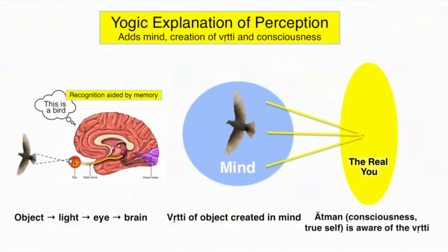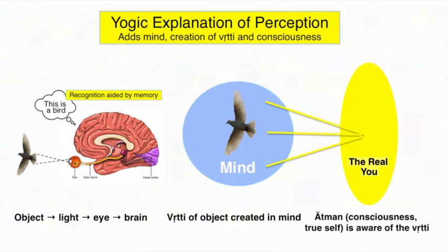And as a result, what happens? The vṛtti in the mind is illumined by consciousness, by awareness, and as a result you feel you know that object. So they work in coordination, the brain, mind, and awareness. So immediately you feel you have perceived that object, you know that object. So this is the yogic explanation.